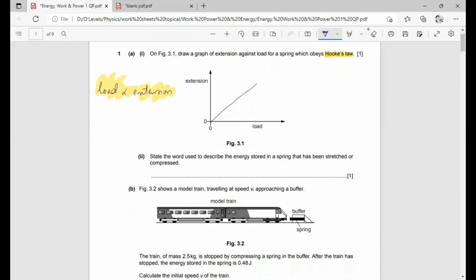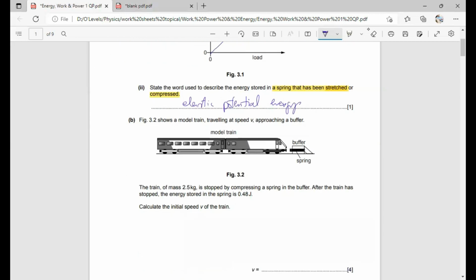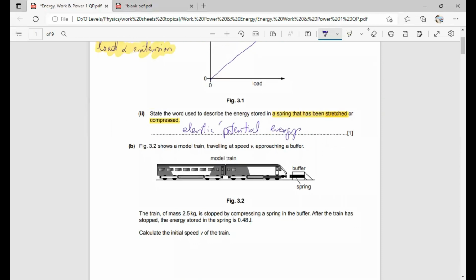State the word used to describe the energy stored in a spring that has been stretched or compressed. Remember that if we are using the stretched concept in a spring, that means this is elastic potential energy. Or you may write elastic energy as well.